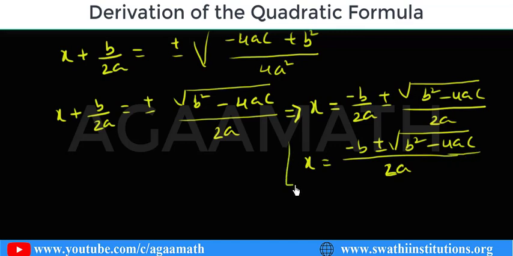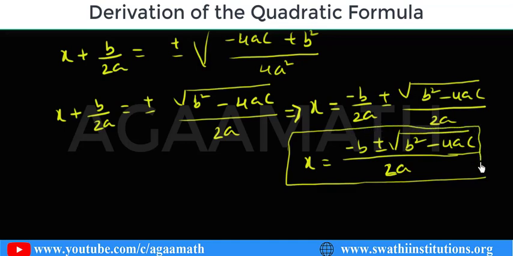So this is the formula for finding the roots of the quadratic equation. It was derived from the completing square method, right? So this is the derivation of the quadratic formula to find the roots. This formula is used for finding the roots of the quadratic equation.